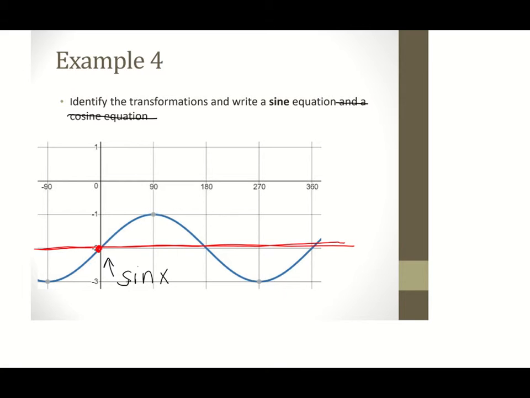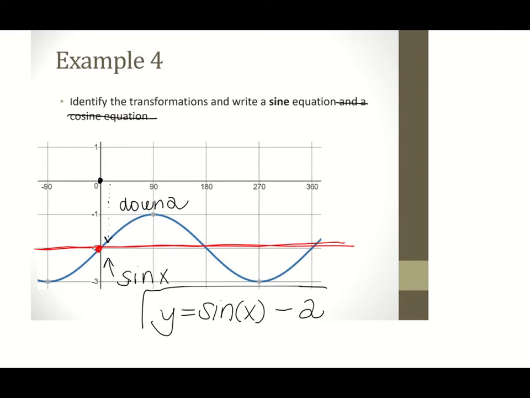Since I start on my midline, that means I have a sine graph. And then I want to figure out, well, how much did I move up or down? Here's where we normally start. From this point, we went down 2. So if we go ahead and write this equation, we have y equals, we don't have any amplitude, so we don't have to multiply. We just have sine of x minus 2. And we need these parentheses here because that minus 2 needs to be on the outside of x, since we'll get to what happens when it's on the inside. So minus 2 is on the outside, meaning it moves down.